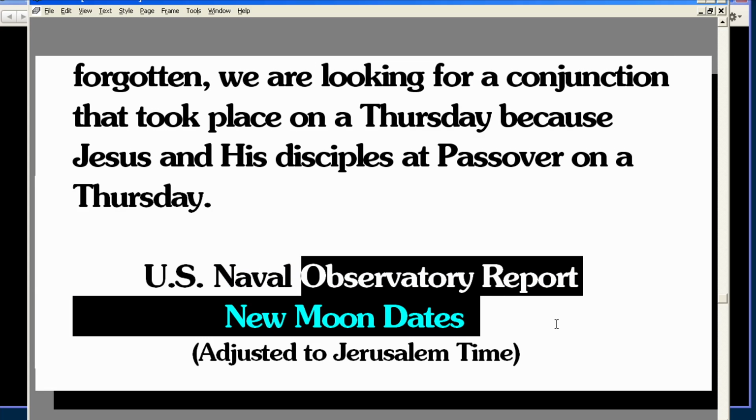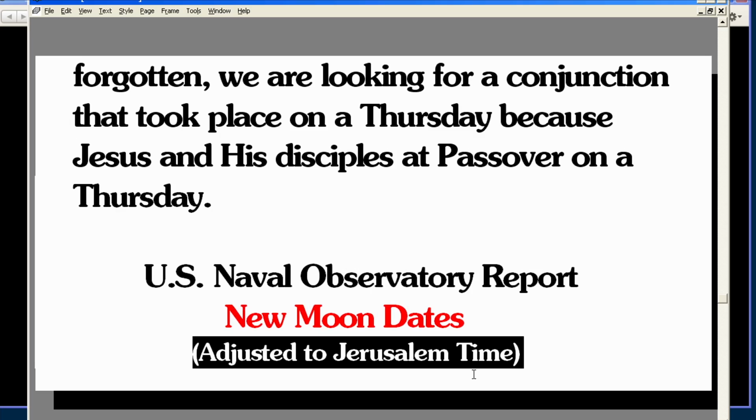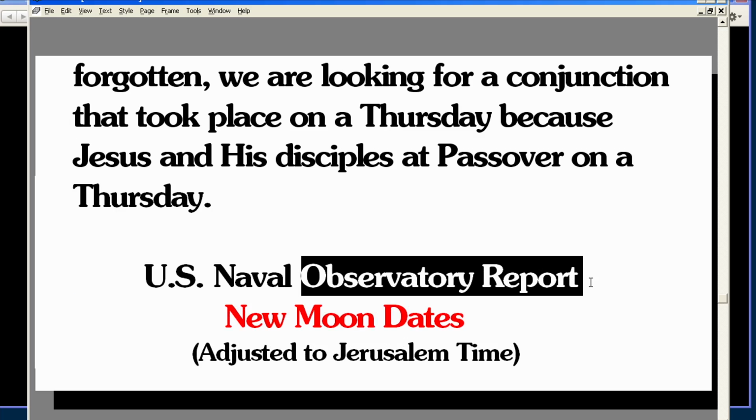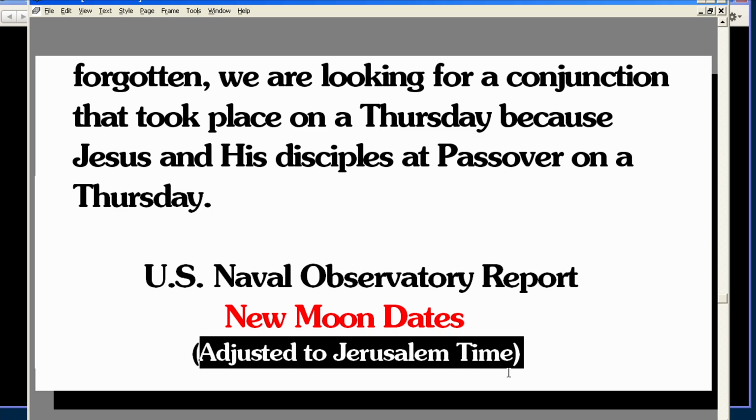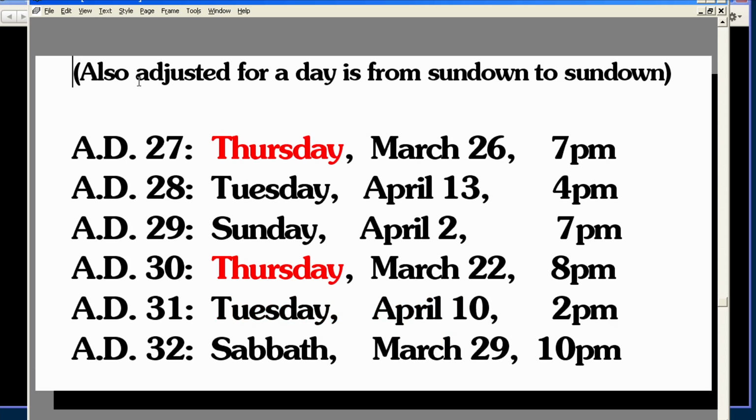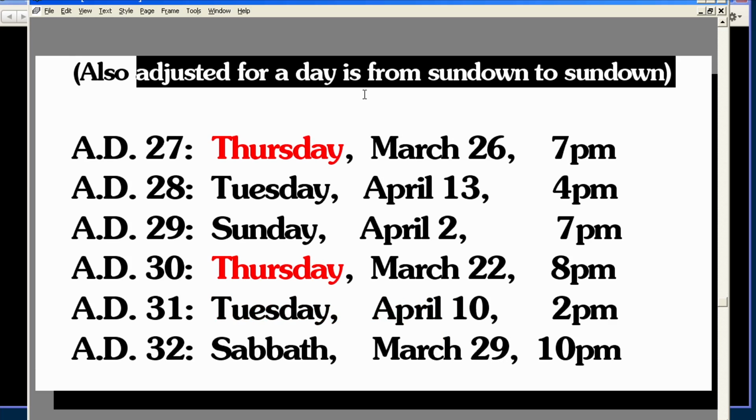This report provides new moon dates, equinox dates, and full moon dates for this period of time that is of interest. I have adjusted these times to Jerusalem time because the U.S. Naval Observatory times are given in Universal or Greenwich Mean Time. I have also adjusted them because a day in God's calendar goes from sundown to sundown.